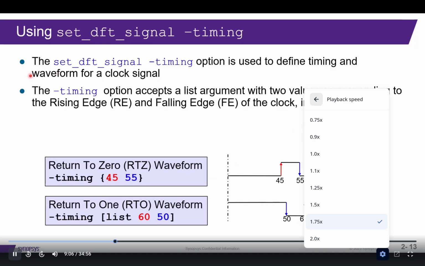Here's some additional information on the setDFT signal -timing option, which is used to define the timing and waveform for a clock signal. The -timing option accepts a list argument with two values corresponding to the rising edge and falling edge. So the first argument is rising, and the second argument is falling. So in this example, I have rising at 45 nanoseconds and falling at 55 nanoseconds. So as a result, I have defined a return to zero waveform. In the second example, if my rising is at 60 nanosecond, but falling is at 50, that means the rising comes after falling, which means that I have defined a return to one waveform.